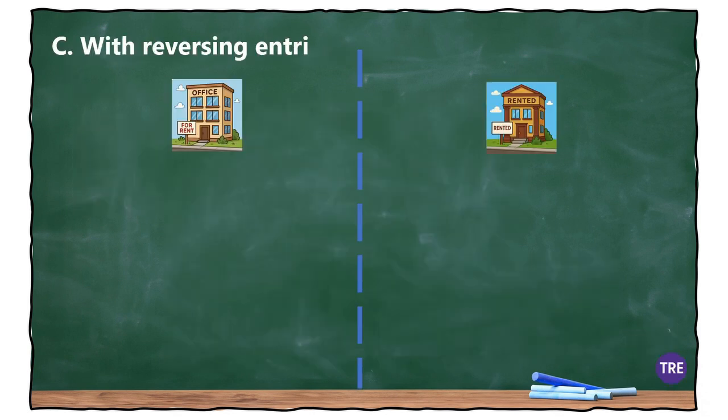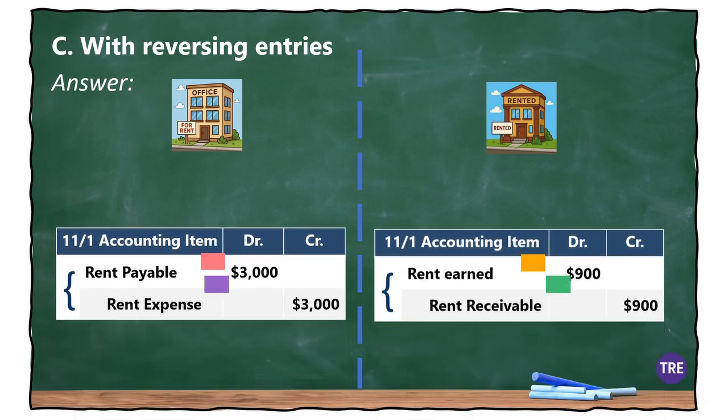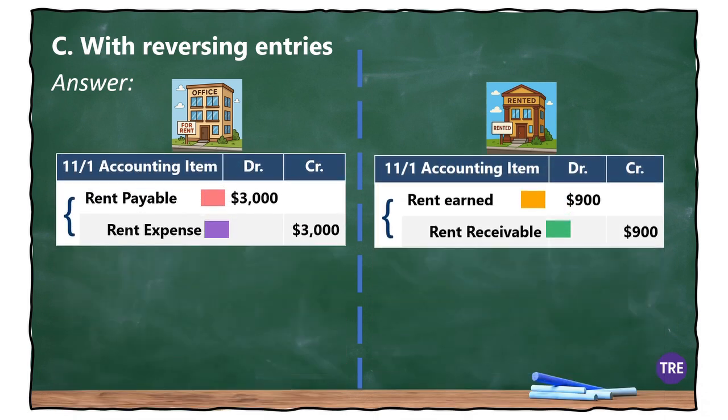Finally, let's see how things look with reversing entries. On November 1, we reverse the October accruals. For the tenant side, we debit rent payable $3,000 and credit rent expense $3,000. On the landlord side, we debit rent earned $900 and credit rent receivable $900. These reversing entries cancel out the October accruals. Then, when cash transactions happen in November, we can record them just like a normal month.